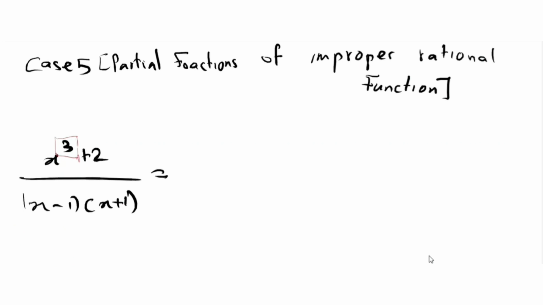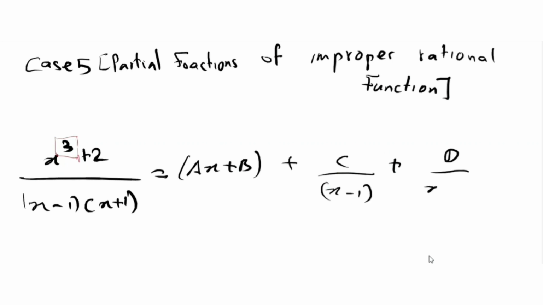So in this case, since the power is greater by 1, we always write it as ax plus b. Here the power is 1, power is greater by 1. In the case if the power is equal, here the power will be x to the power 0. In that case, you will have only a constant left. You write this as ax plus b over x minus 1 plus d over x plus 1. This is how you write it.